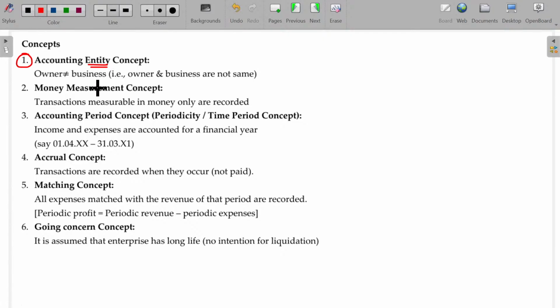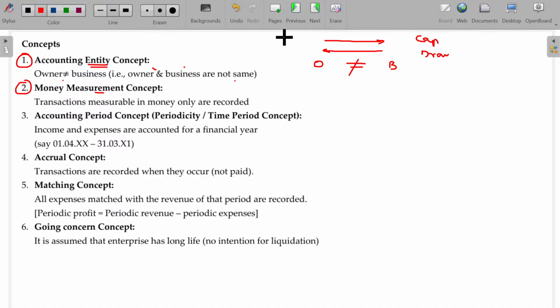Entity concept. As per the entity concept, owner and business are not the same. Because of this reason only, any amount transferred from owner to business is named as capital. Similarly, any amount transferred from the business to owner is named as drawing. Because of the entity concept, the entity is separate and the owner is separate. Owner and business are not the same. Clear? Second one is money measurement concept.